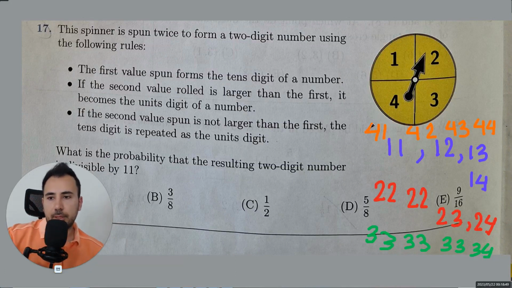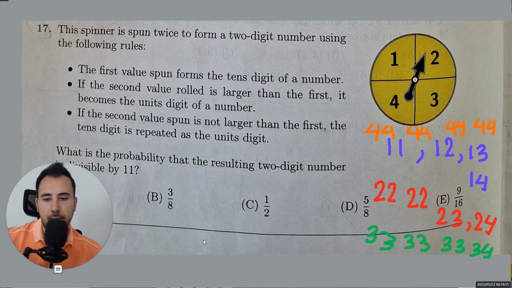Again, if the second value spawned is not larger than the first one, then the tens digit will be repeated. So this one has to be cleaned, this one cleaned, and this one cleaned. All of them will be 44, 44, and 44. Now we're going to have 16 numbers.